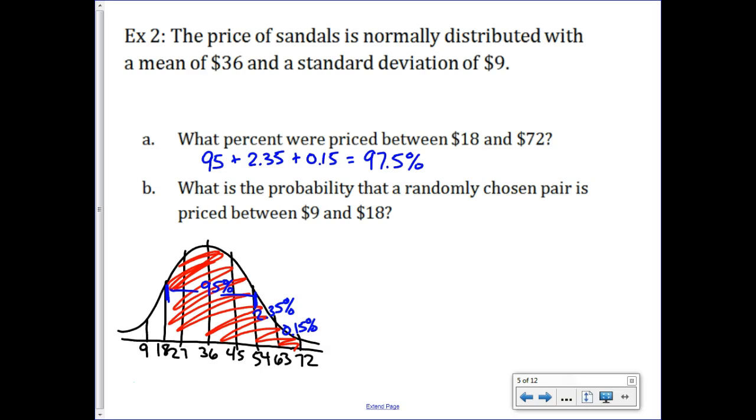And then for B, it says, what is the probability that a randomly chosen pair is priced between $9 and $18? So 9 and 18 is this little piece right here that we're 1 standard deviation, 2 standard deviations, 3 standard deviations away. And so that is 2.35%. So that's just being able to read your table and know what to put down there.